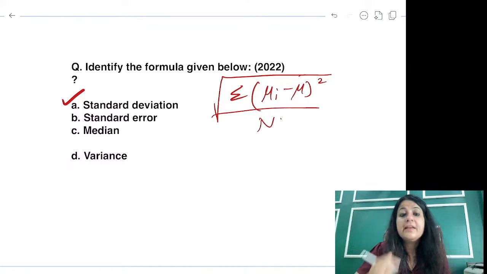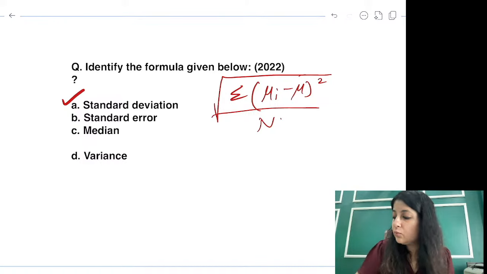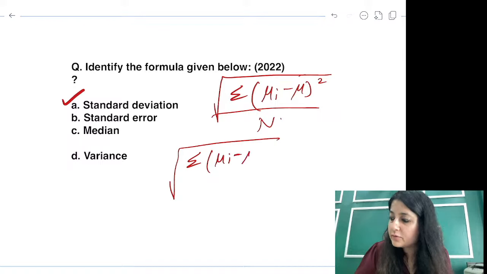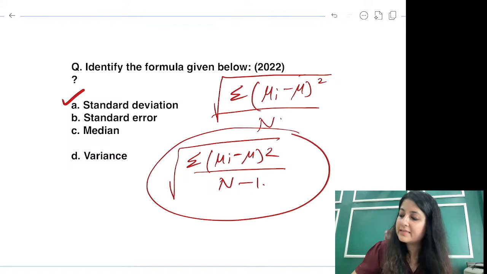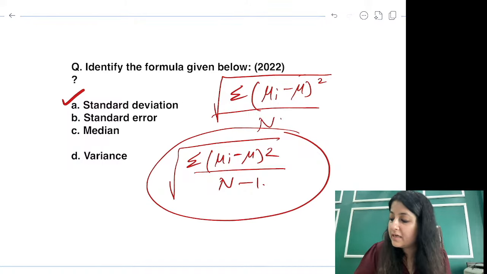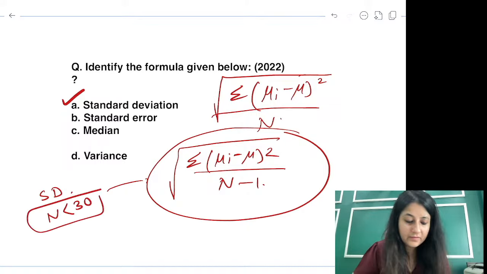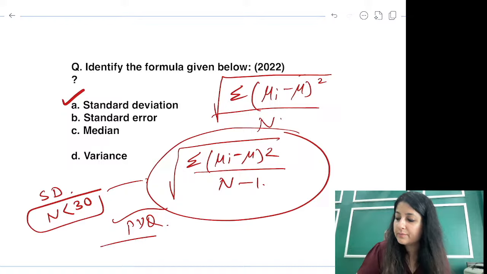Standard deviation. Now suppose I give you a question where it was written like this: mu i minus mu whole square by n minus 1. Whose formula is this one? What is the second formula, guys? This is also standard deviation. But when are you going to use this formula? When the sample size is less than 30. ठीक है? This is a very important question. ठीक है? Median we have already done.